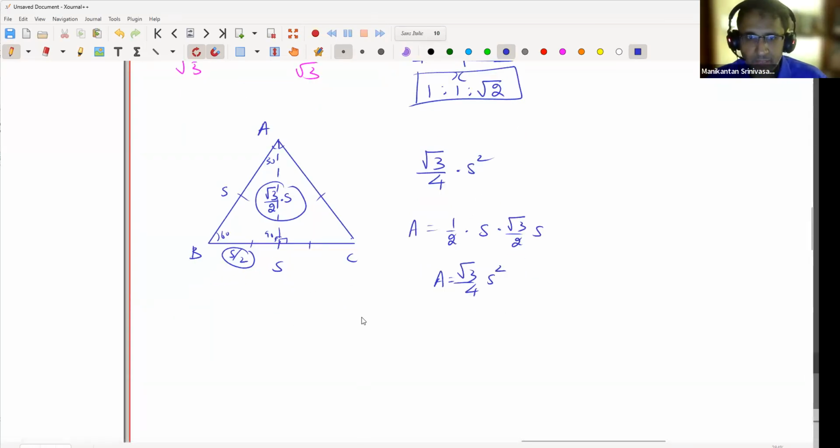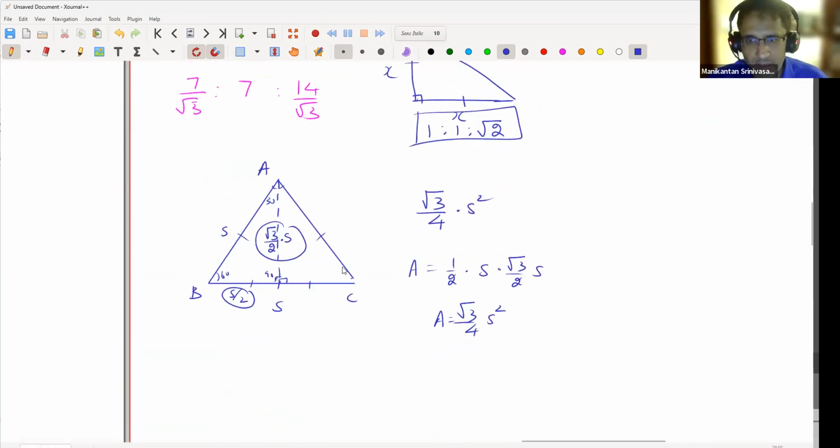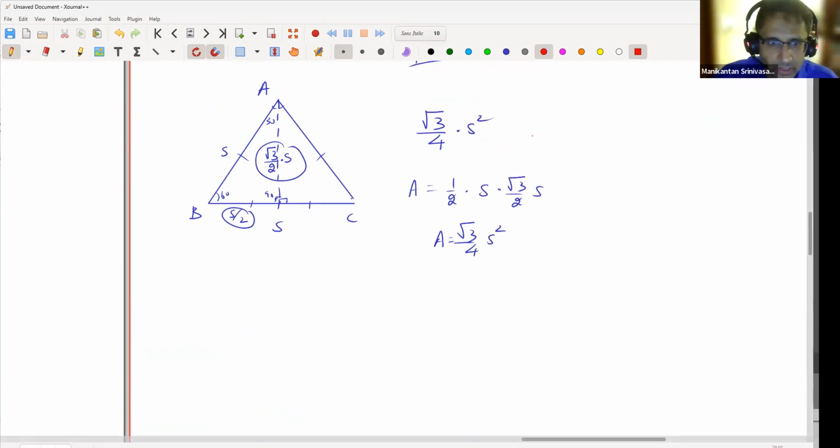Okay, yeah, now I remember what I was going to talk about. So we talked about the 30, 60, 90 and 45, 45, 90 as two right angle triangles, which are important. In general, Pythagorean triplets are extremely important. So, Pythagorean triplets.